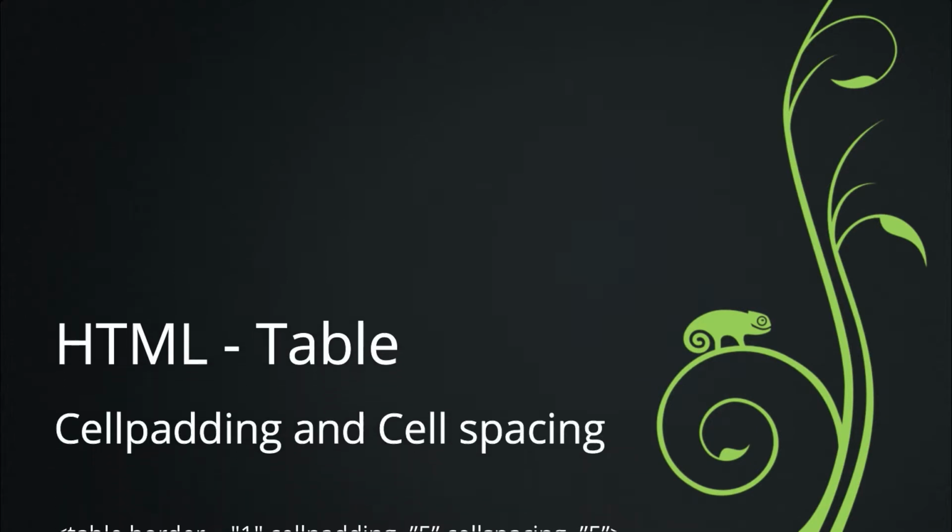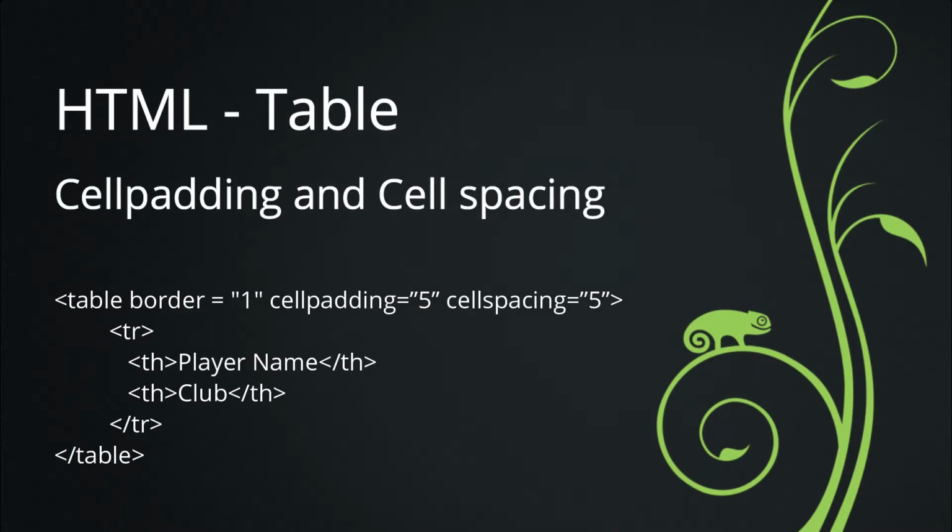Cell padding and cell spacing attributes. There are two attributes called cellpadding and cellspacing, which you will use to adjust the white space in your table cells. The cellspacing attribute defines the space between the table cells, while cellpadding represents the distance between the cell borders and the content within a cell. Here I use cellpadding equals 5 and cellspacing equals 5.